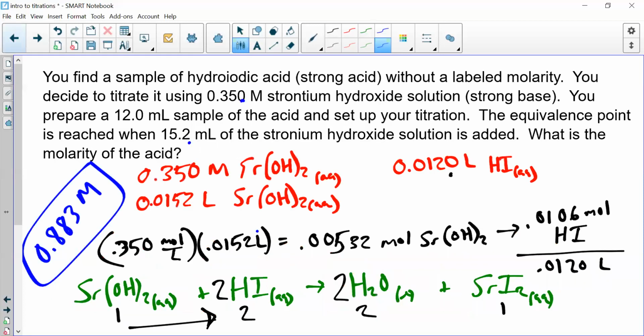So looking at this example, could we use that shortcut here? Well, my base has 2 hydroxides, my acid has 1 hydrogen. So therefore, no, we would not be able to use that. And as you could see, we have a 1 to 2. We could not use that shortcut. So you would just use this method.